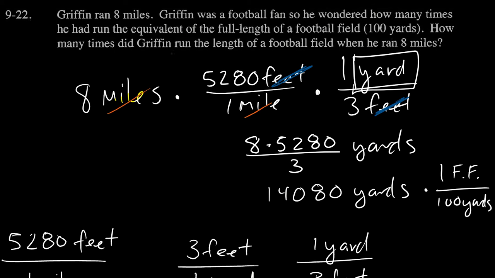So now I'm ready to get my final answer, right? I just need to take the 14,080 and divide it by 100. And you've guessed it, when I do that, I get 140, and then there is a 0.8 there, football fields. So running 8 miles is equivalent to running back and forth on the football field 140.8 times.